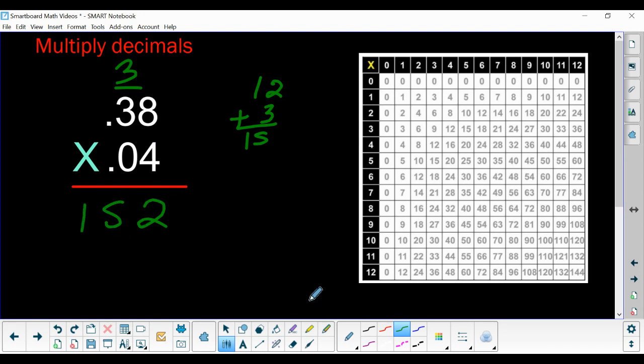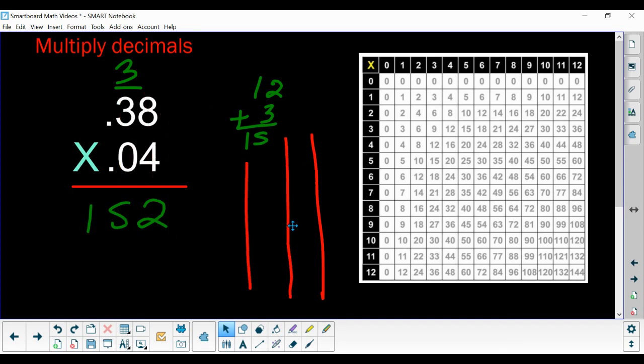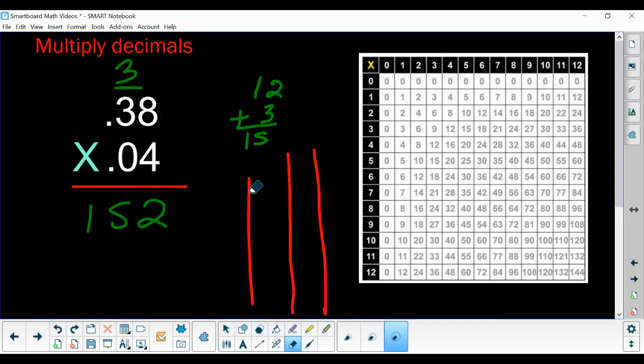Always make sure your numbers are aligned as well. What I mean is lined up. So right now I'm a little bit off. So let me fix that. It's always important to be as neat as possible when you're multiplying to line up your numbers.